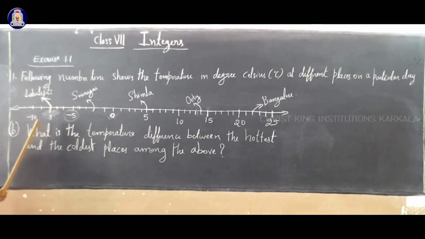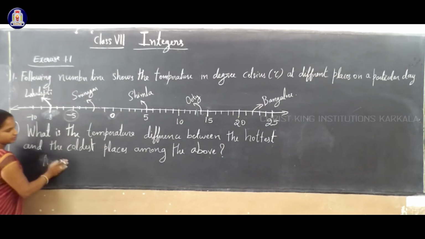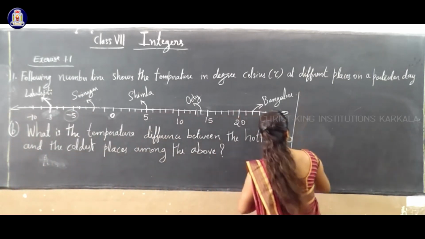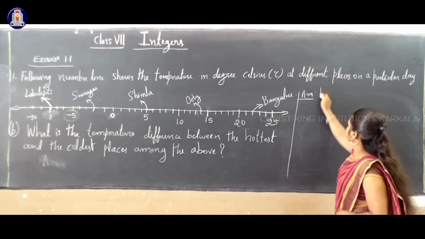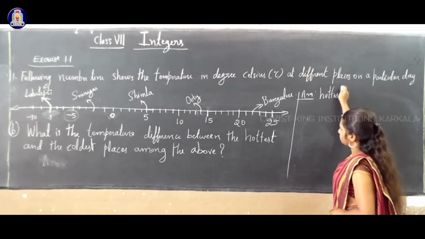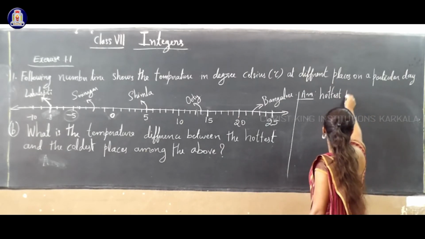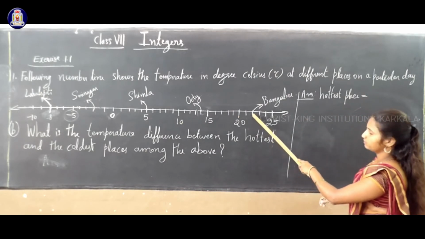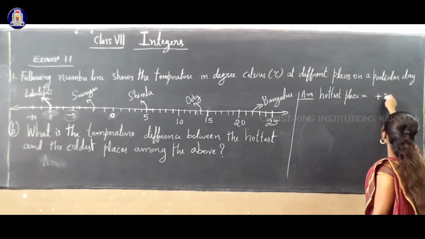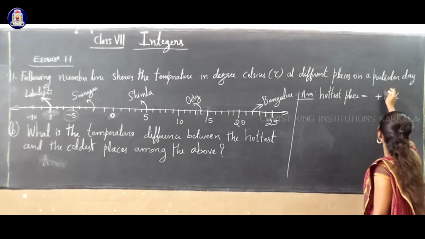We have to find the difference between them. Difference means you have to subtract, right? So first identify the hottest place. We can write the answer like this. The temperature of the hottest place is Bangalore, marked here: +22 degrees Celsius.